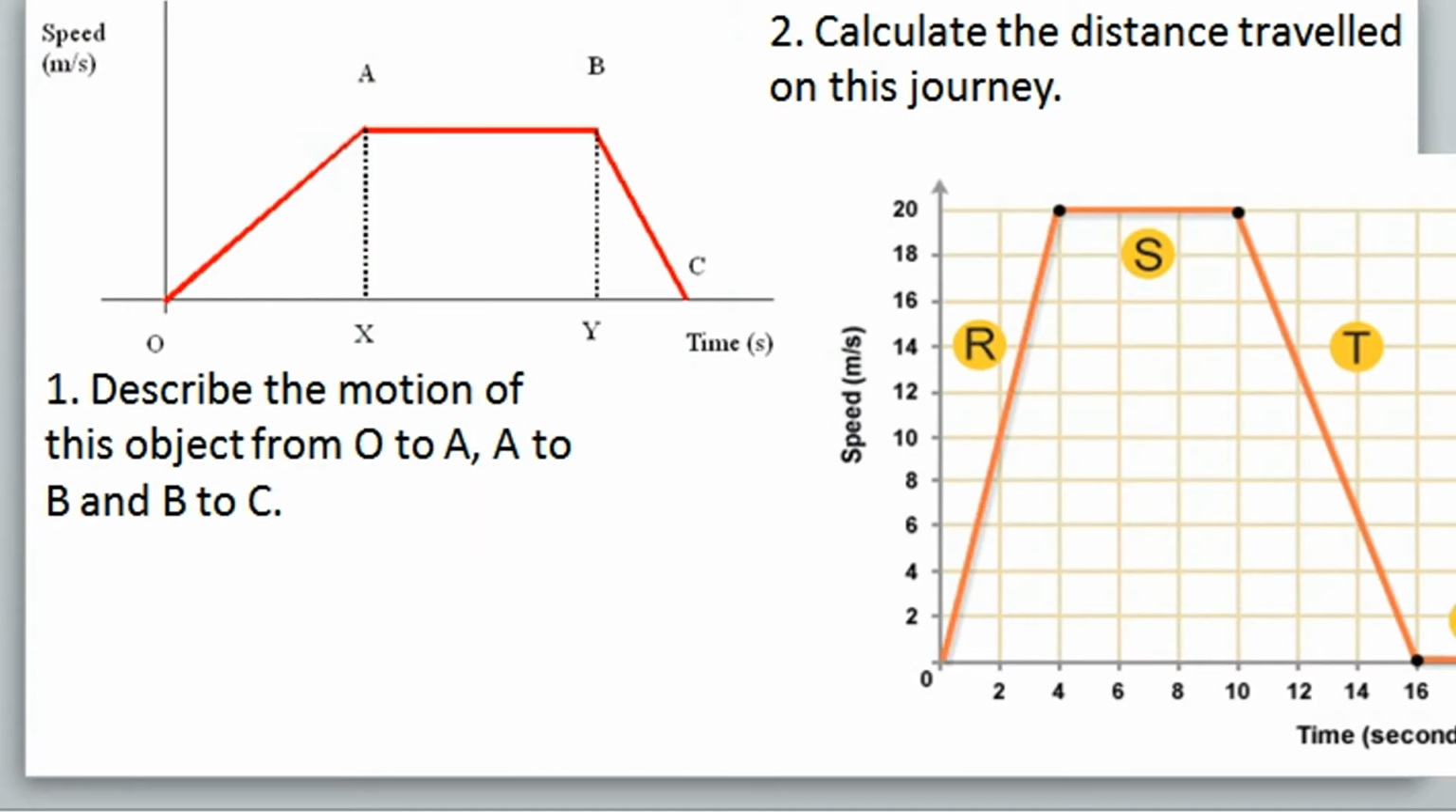So that's it for speed time graphs. You can test your understanding here with a few questions. Pause the video now, work out the answers, and on the next slide you'll see the answers and you can check your workings. So there we go, that's speed time graphs.